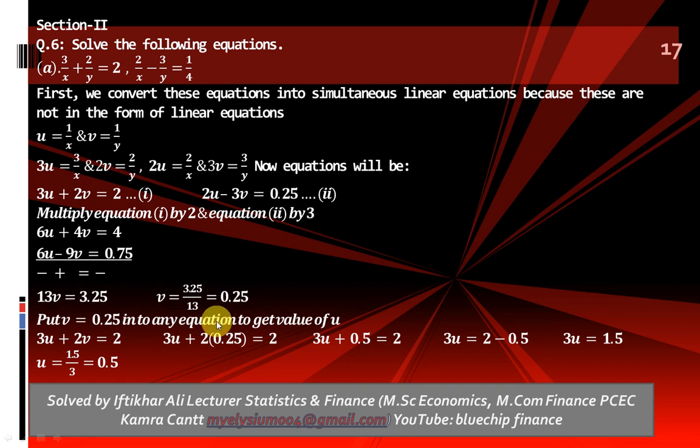After that, put v equals 0.25 into any equation to get the value of u. So we can take any equation, either 1 or 2, and just put the value of v into the equation and solve for u. So 3u plus 2v equals 2, and 3u plus 2 multiplied by 0.25 equals 2, and finally u will be equal to 1.5 by 3, and that will be equal to 0.5.